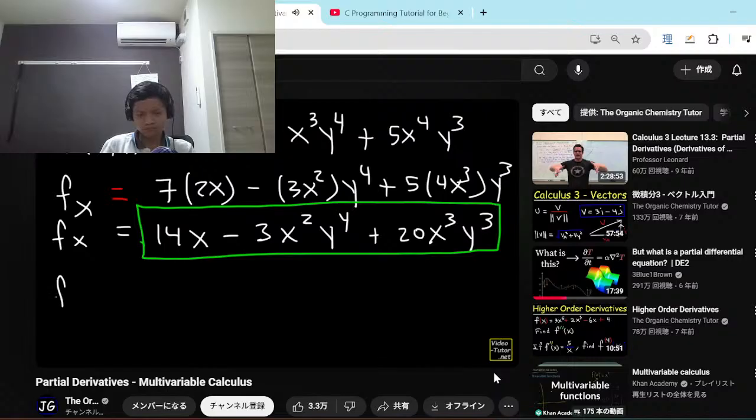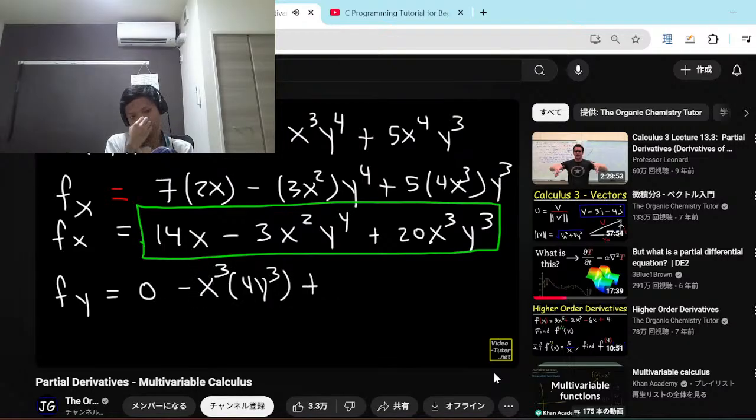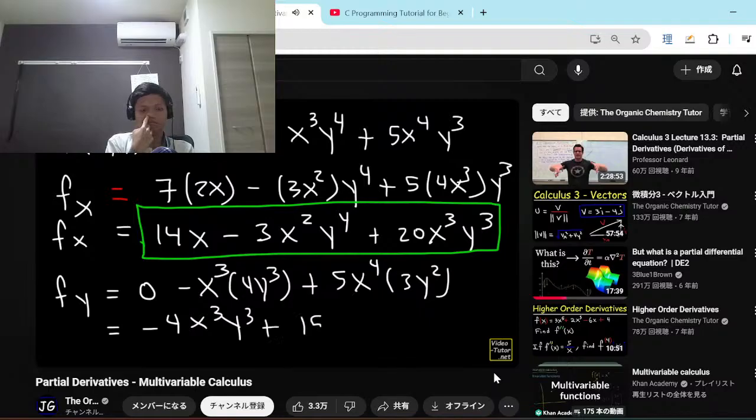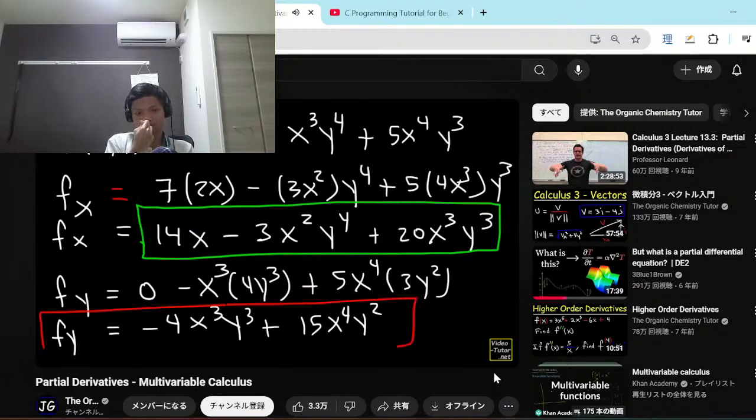Now what about the partial derivative with respect to y? What is the answer in that case? So 7x squared is treated as a constant. The derivative of a constant is 0. The derivative of y to the fourth is 4y cubed, and the derivative of y to the third is 3y squared. So in this case, we need to treat x as if it's a constant. So this is going to be negative 4x cubed y cubed plus 15x to the fourth y squared. So that's the partial derivative with respect to y.